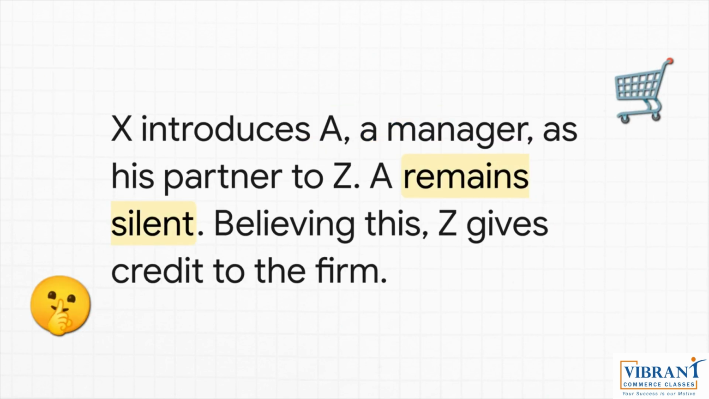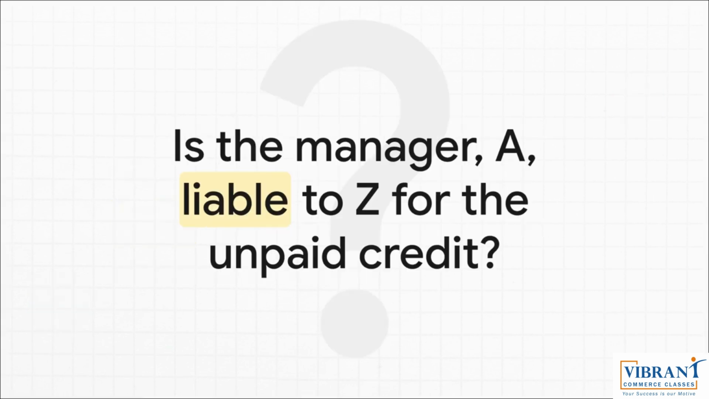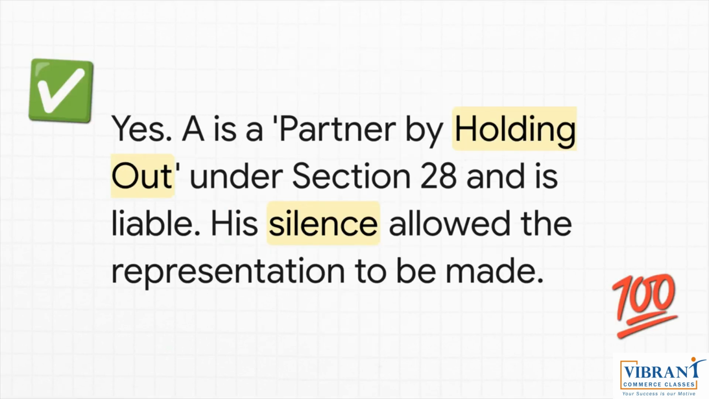Let's paint a picture with a classic example. A partner X introduces his manager A as his partner to a supplier Z. Now, A isn't a partner, but he hears this and says nothing. He just stays silent. Z, believing A is a partner, goes ahead and gives credit to the firm. So, the firm defaults on the payment. The question is, is A, the manager who just stood there quietly, now on the hook for that debt to Z? And the answer is a clear and definite yes.